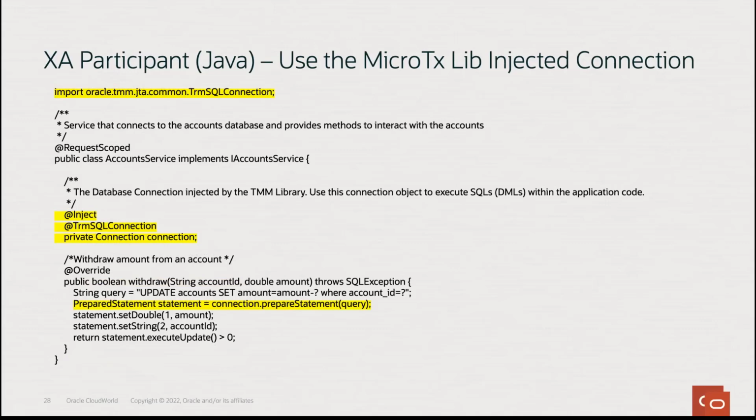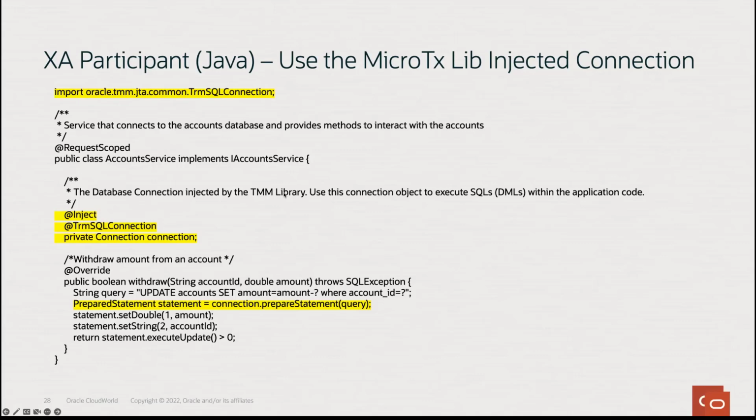And the injected connection must be used to execute DML queries that you can see in the highlighted code there. So we have the annotation TRM SQL connection. That is used to inject the connection, and the same connection is being used to run this statement here.